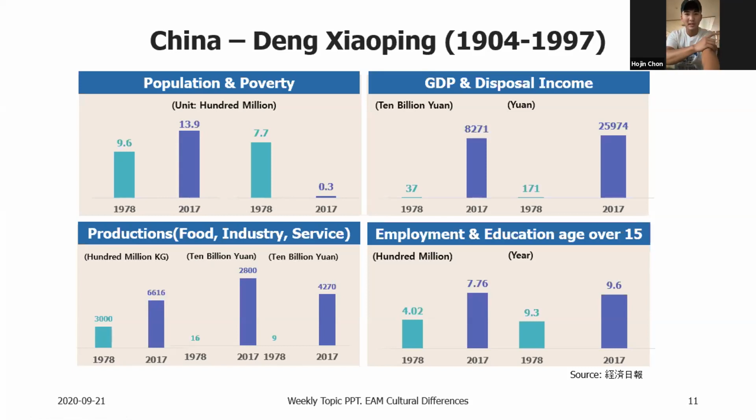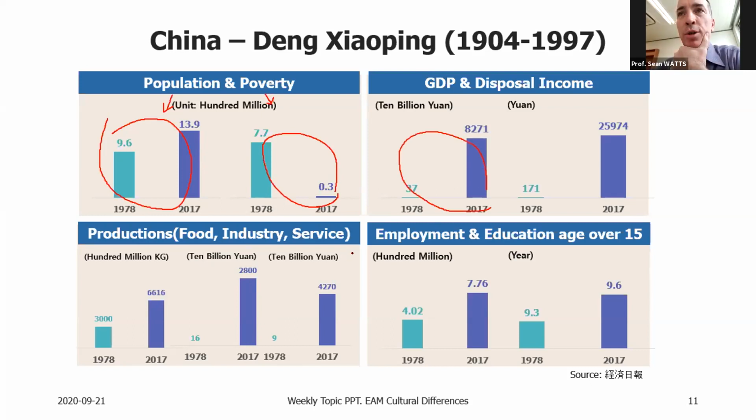The upper left part is the population. So in 1978, there was 960 million, and then it went up to 1.3 billion. Okay, that makes sense. So the population is growing, yes. And that's the number of the poverty. Okay, so 770 million people were in poverty before, and now only 30 million people are in poverty. Okay, thanks for that.